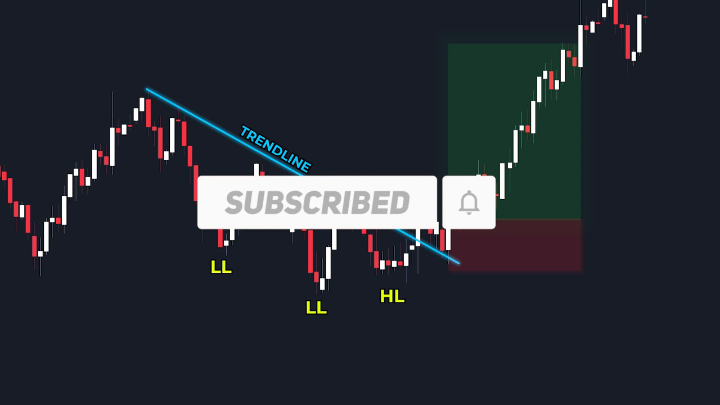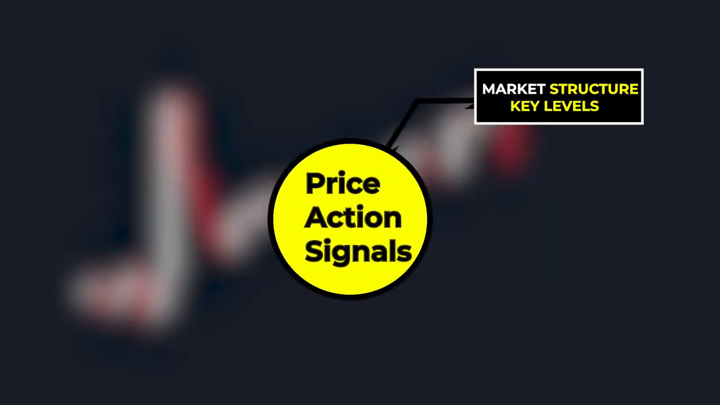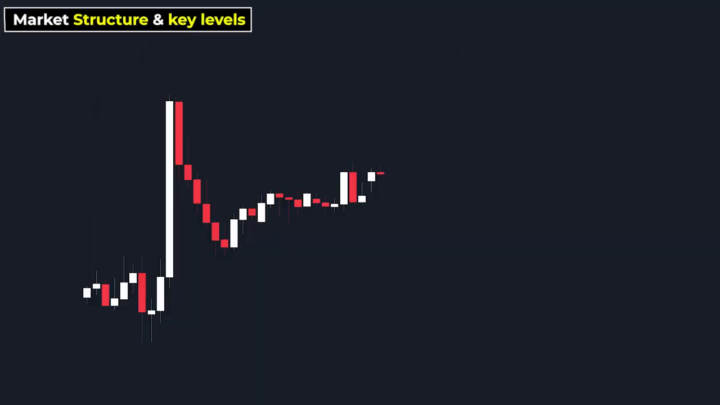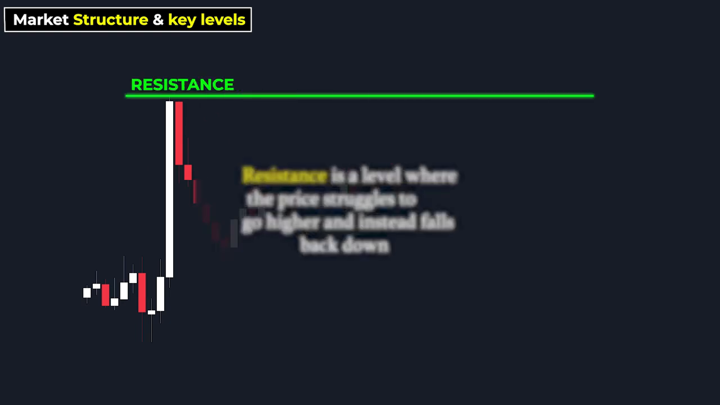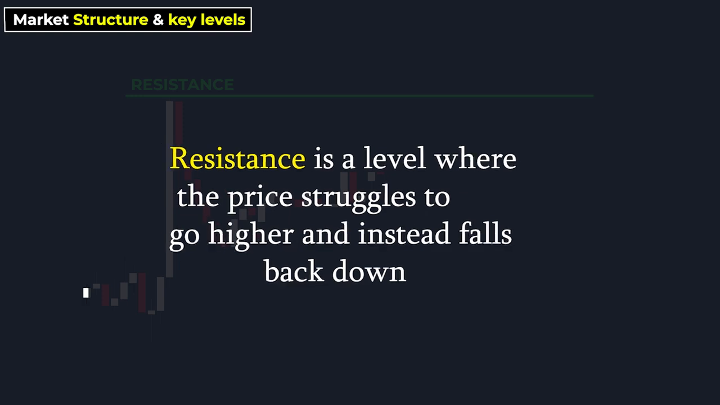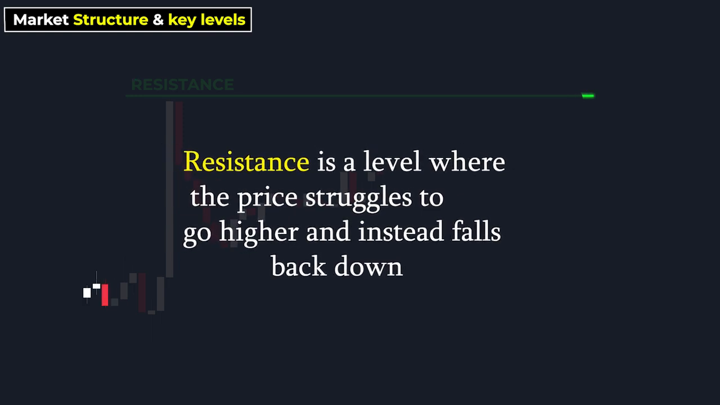Let's get started. Let's start with market structure and key levels. Key levels are important price points where the market often changes direction. When the price moves up before sharply dropping, it creates a resistance level. Resistance is a level where the price struggles to go higher and instead falls back down.